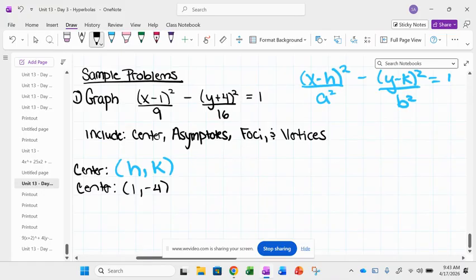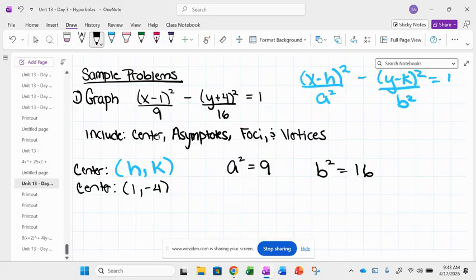Just to help us out with other things that I'm asking, do we agree that a squared is 9 and b squared is 16? Is it okay that the a is smaller than the b? In what conic is the a always bigger than the b? An ellipse. In an ellipse, the a is always bigger than the b. In a hyperbola, it doesn't matter. Sometimes a is bigger, sometimes b is bigger.